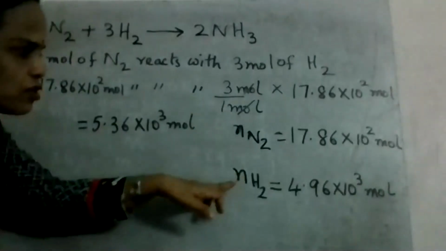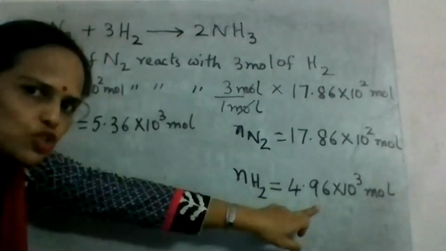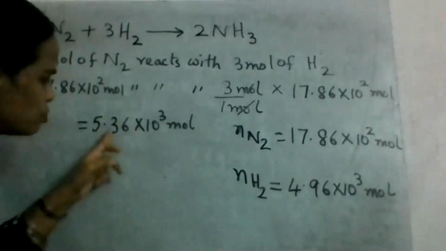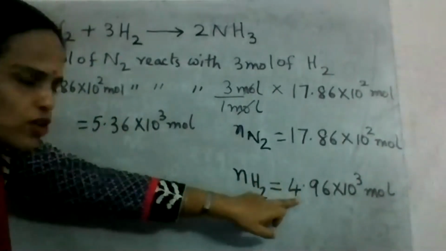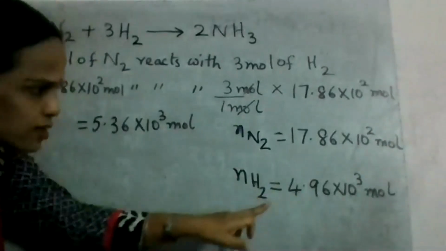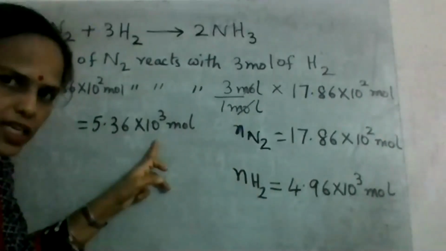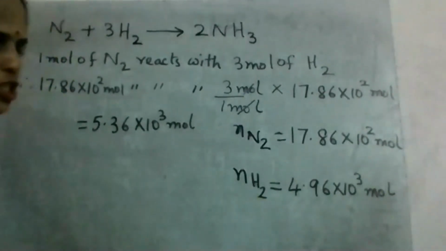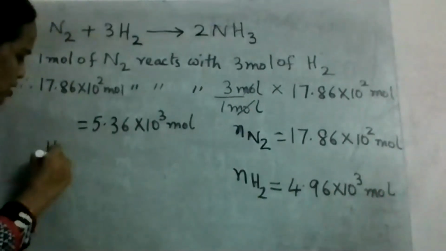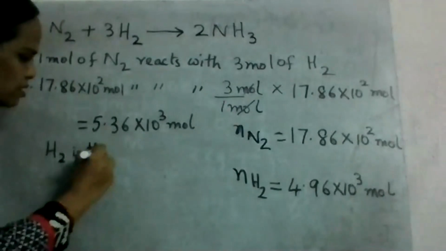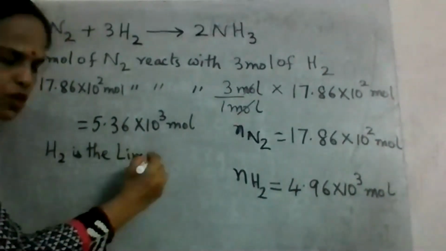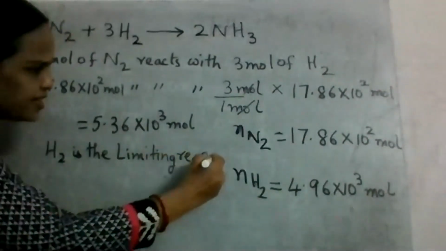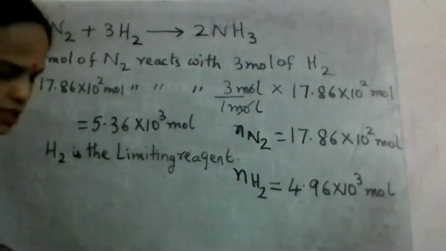But the hydrogen given in the question is 4.96 into 10 raised to 3 moles. So you need this many moles of hydrogen, but hydrogen is present in a lesser amount. You compare the amount given in the question with the equation, and on comparing, hydrogen is present in less amount. So hydrogen is your limiting reagent. Write this down first: hydrogen is the limiting reagent. After writing this, we will proceed with the limiting reagent.